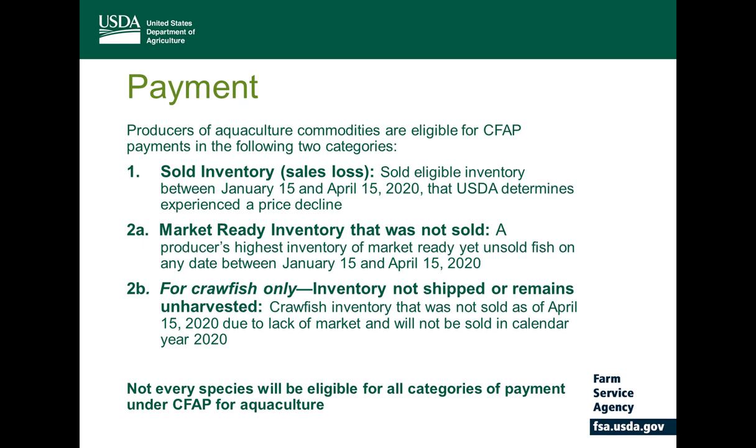The category two applies to aquaculture excluding crayfish. And so it's market-ready inventory that was not sold. So it's going to be the producer's highest inventory of market-ready yet unsold fish on any date between January 15th and April 15th. And that's for everything except crayfish.